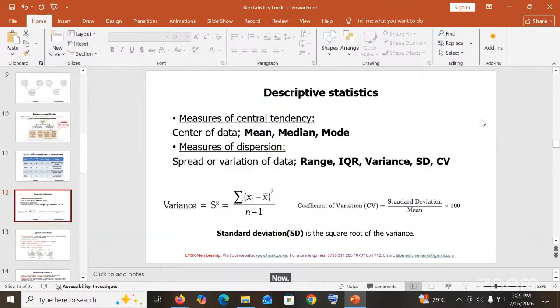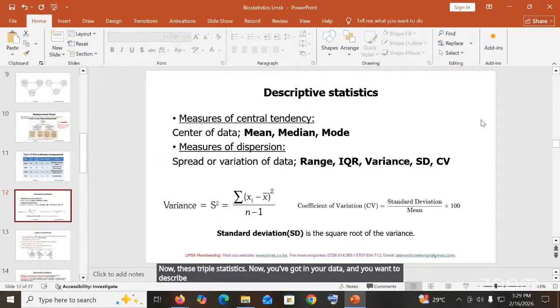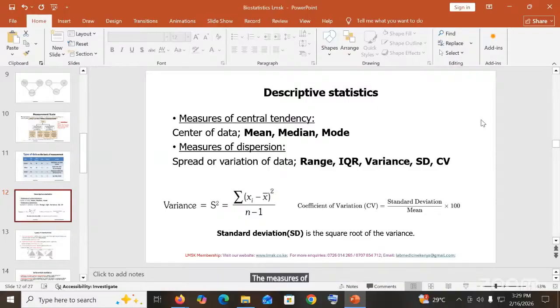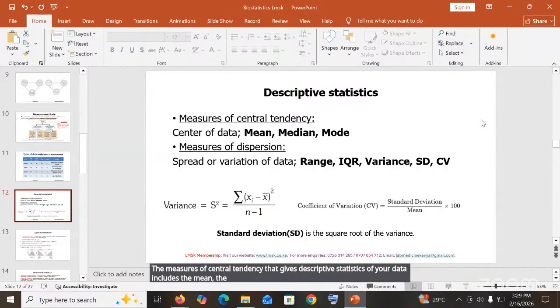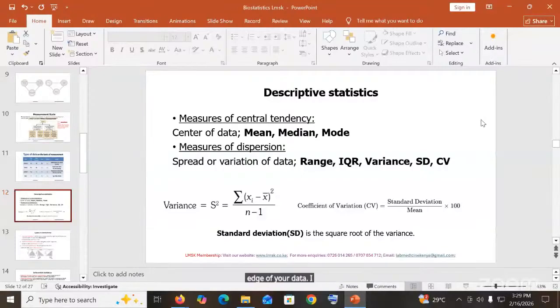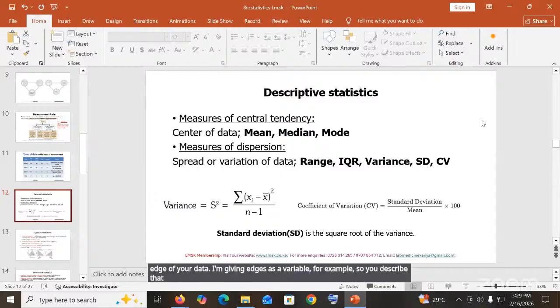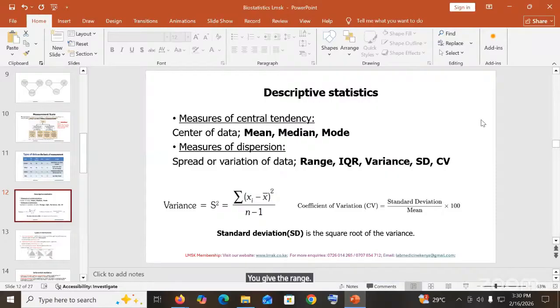Now, descriptive statistics. Now you've gotten your data and you want to describe your data. The measures of central tendency that give descriptive statistics of your data include the mean, the median, and the mode. I'll not handle this much because it's common. So you need to give the mean age of your data, the median age of your data, and probably the mode age of your data. I'm giving age as a variable, for example. When you proceed to the next level, you can describe the range. For example, if the oldest participant was 102 years and the youngest participant was 2 years, you take 102 minus 2, that's 100.